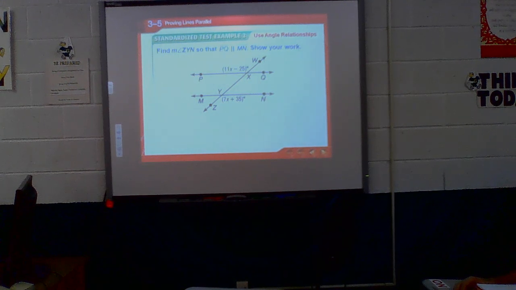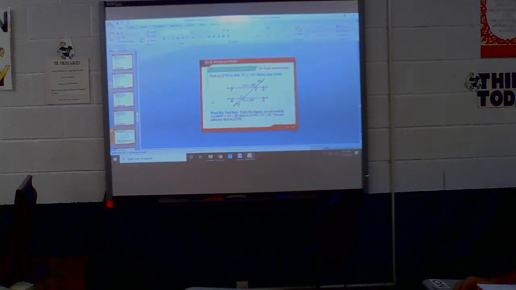Okay, so what does it mean for alternate exterior angles? What are those two quantities to each other? Congruent. They're congruent, so I'd set them equal to each other, right? You need to see the math. Okay, and then make sure once again that you answer the question.